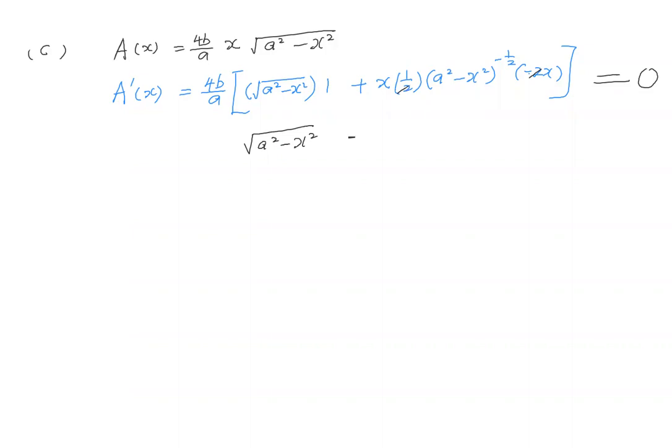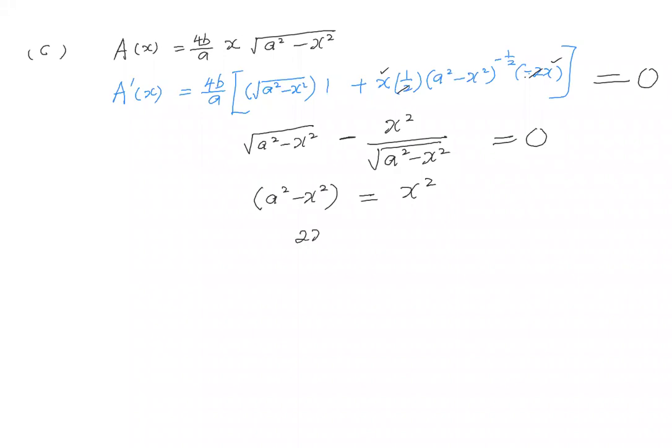This time I will not make a mistake. X times x, x squared. There's a negative. Square root of a squared minus x squared equal to 0. Bring the whole thing over. So I have a squared minus x squared equal to x squared. I jump a step. So 2x squared equal to a squared. So therefore, my x is equal to a over root 2.